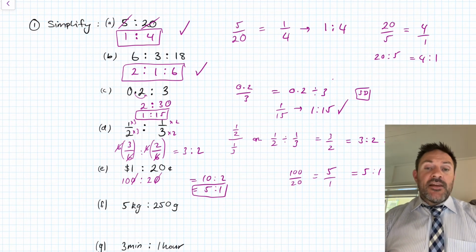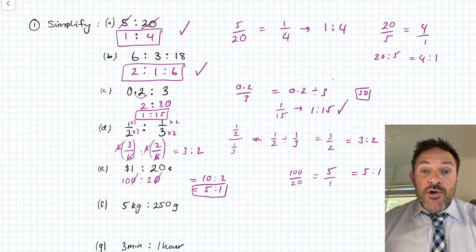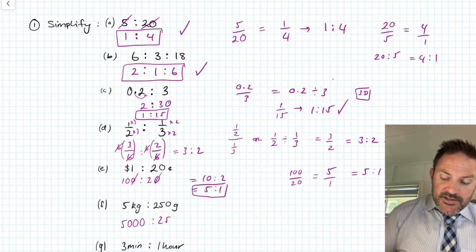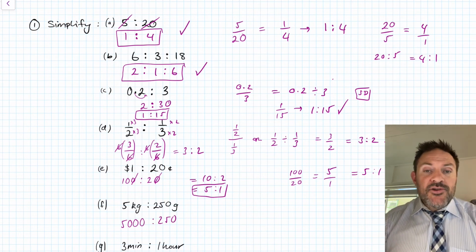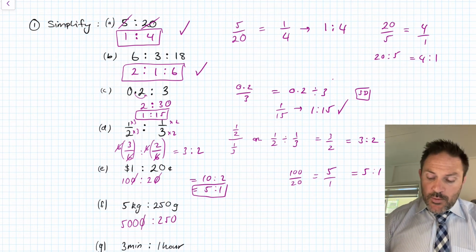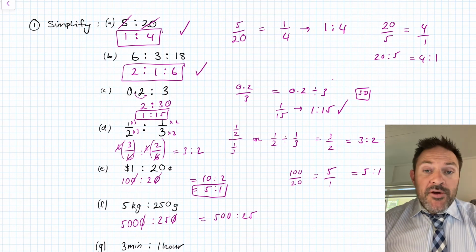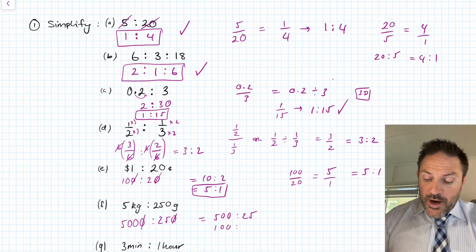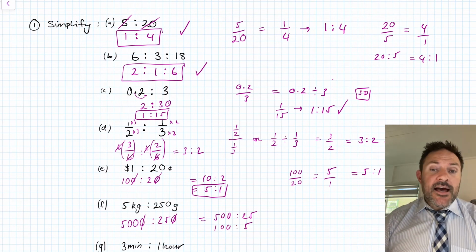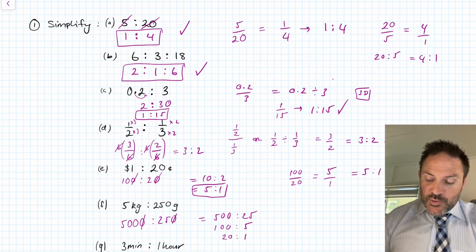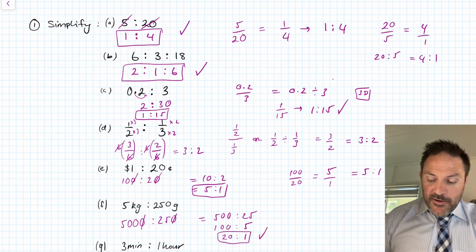The next one, 5 kilograms to 250 grams. You still need to know your units with this stuff. There are 1,000 grams in a kilogram. So 5,000 to 250. Again, I'm going to do this without the use of a calculator to start with. I'm going to cross a 0 off both sides. So I'm going to get 500 to 25. Now I'm going to divide both sides by 5. So I'm going to get 100 to 5, like that. I'm now going to divide them both by 5 again. Okay, I'm going to get 20 to 1, and that's my final answer.